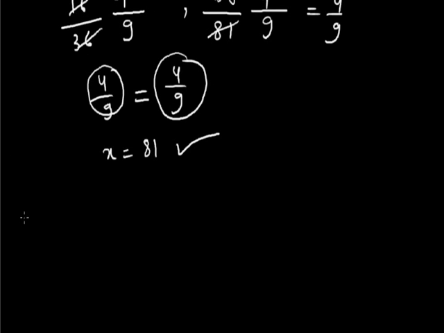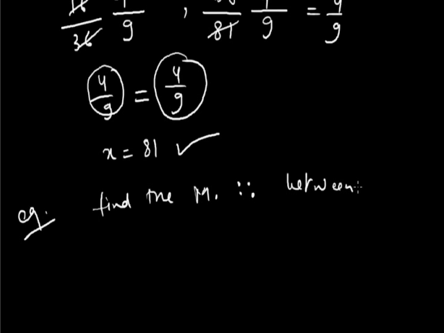Now let us take one more example. Find the mean proportional, m dot means mean, and this sign is for proportionality, between 0.08 and 0.18. Let us see the solution. We are asking about the mean proportional between 0.08 and 0.18.